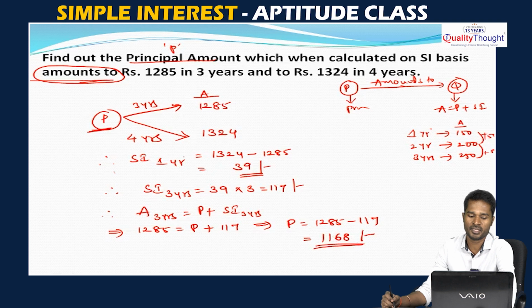We can calculate the same thing by taking 4 years also. If you want to take the 4 years amount, 1324, into consideration, convert this simple interest into 4 years, so you need to multiply 39 into 4. Here we calculated it based on 3 years. For 3 years the simple interest is 117 and the total amount is 1285. So, the principal amount is 1285 minus 117. 15 minus 7 is 8, 7 minus 1 is 6, 2 minus 1 is 1 and 1 we write as it is. So, 1168 rupees is the principal amount that we calculated.